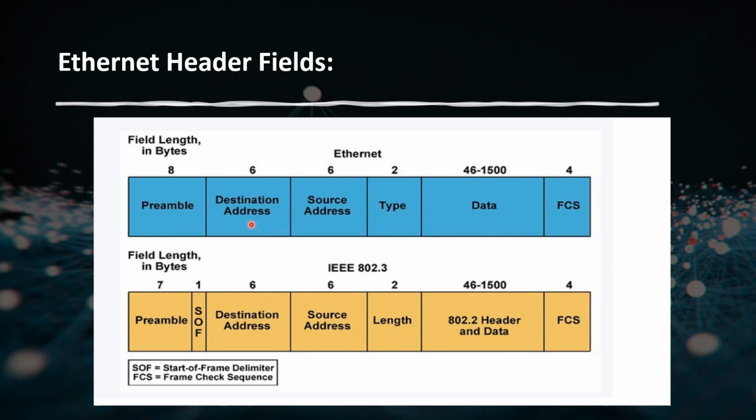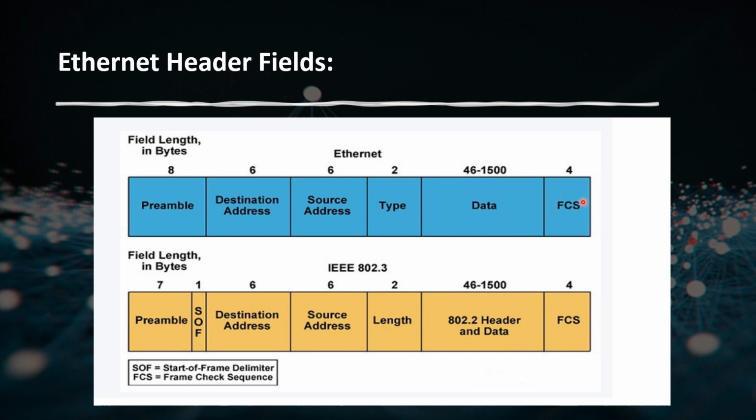Destination address is the 48-bit MAC address of the destination, followed by the source MAC address of 48 bits. Type indicates the layer 3 protocol that we are using, either IP protocol or AppleTalk or IPX. Nowadays we mostly use only the IP protocol, either IPv4 or IPv6. Data is the data encapsulated from the higher layers. And FCS is the frame check sequence.